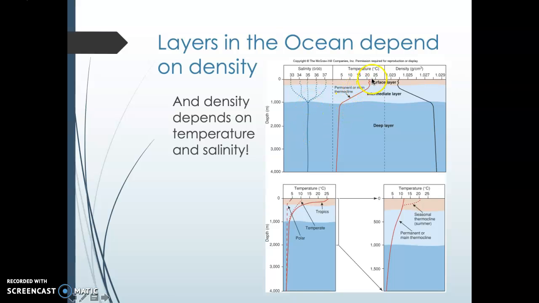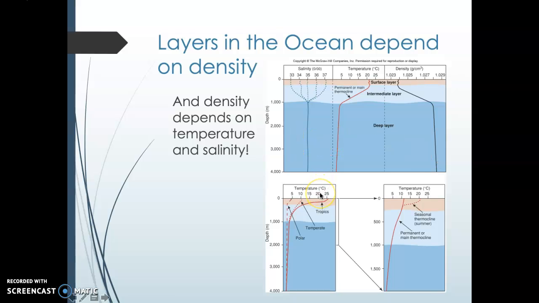For temperature, we can see a big thermocline here. So the surface layer changes depending on where we are and also the seasons. And then our intermediate layer is where our thermocline is. And then we can see our uniform 4 degrees in the deep layer. Our density will increase, right? Because salinity and temperature can affect density, with an increasing density as we go down into our deep layer.